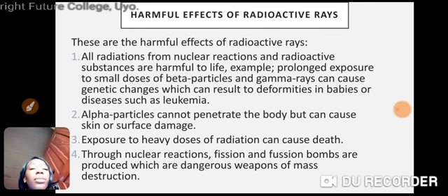Fourth one, through nuclear reactions, fission and fusion bombs are produced, which are dangerous weapons of mass destruction. You can remember what happened during the Second World War when a nuclear bomb was thrown in Hiroshima, leading to so many deaths, loss of lives, loss of properties. And after the war, we found out that when so many people gave birth, their children were what? Deformed. They gave birth to children with deformities.